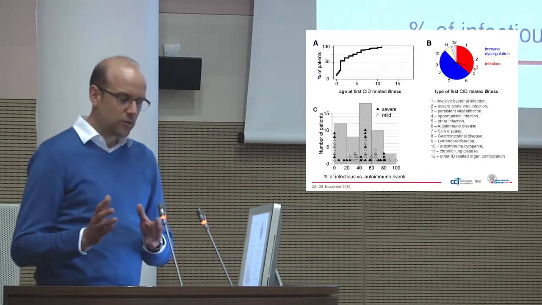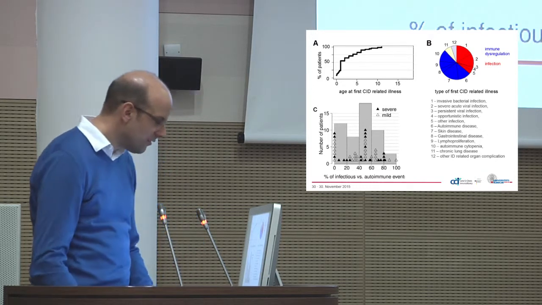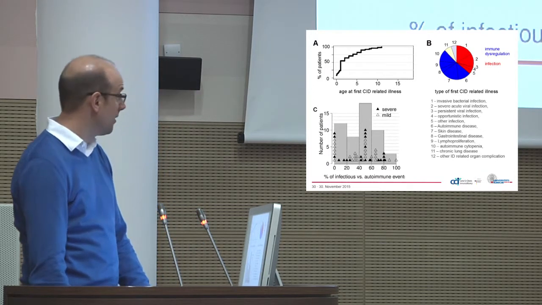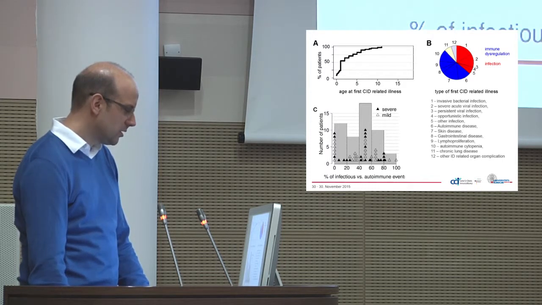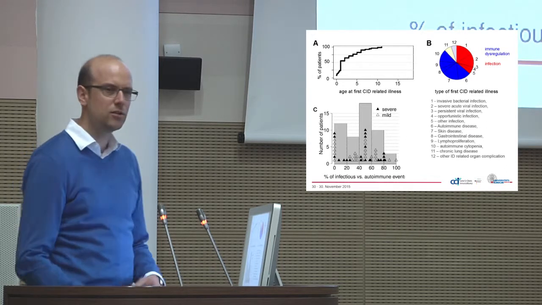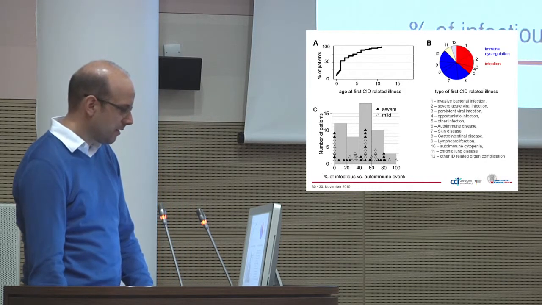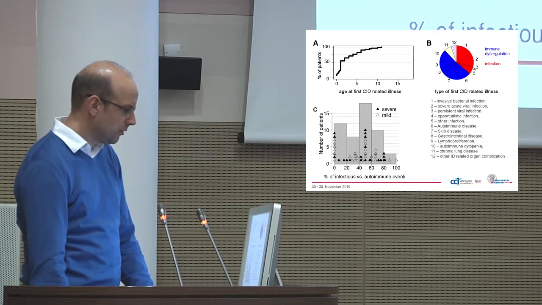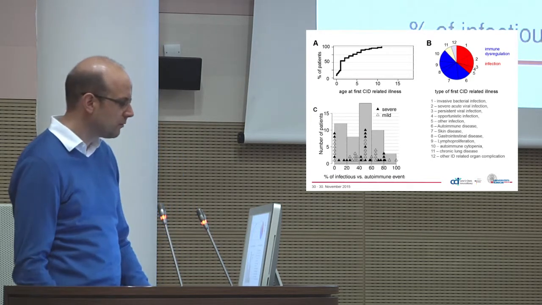How does this contribution of infection versus autoimmune disease then proceed? This is summarized here in this bit difficult to read graphic. I will try to walk you through. What you see here on this axis is the percentage of infectious versus autoimmune events in these patients. Those patients here, which represent the largest number, around 50%, have an equal balance between autoimmune and infectious related problems.